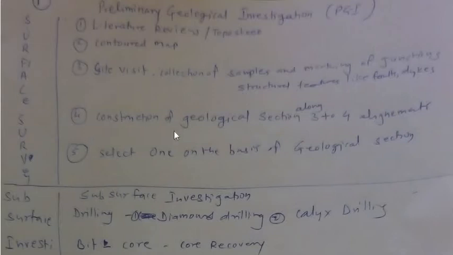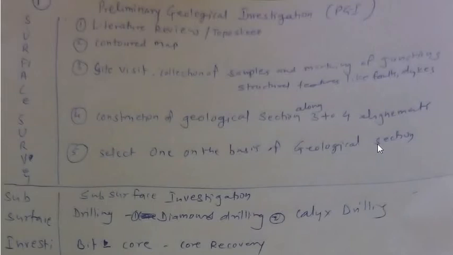Then construct geological sections. Select 3 to 4 alignments for dam, bridges, or tunnel, and construct geological sections along these 3-4 alignments, and select one on the basis of the geological section. That will be your final alignment. Then you have to start, because all information you cannot get from the surface investigation, from surface survey. So for design, the subsurface data is required.